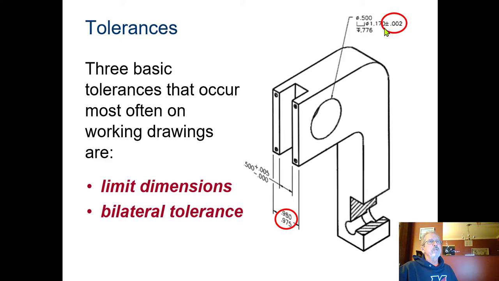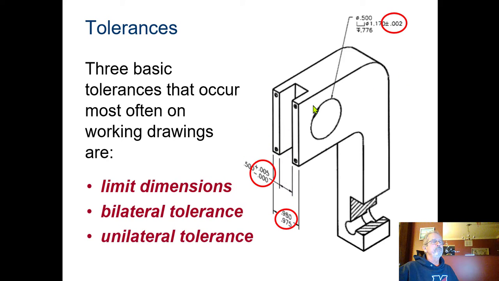So here we're saying that the diameter of this counterbore right here, the targeted dimension, is 1.170 plus or minus 2 thousandths of an inch. So that means you have a total amount of tolerance of 4 thousandths of an inch, because it can be 1.172 or it can be 1.168. Okay, which is a total difference of 4 thousandths of an inch. All right, so that's bilateral.